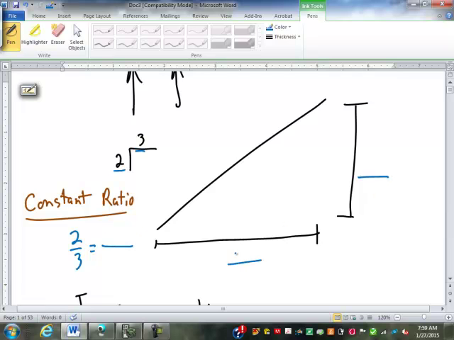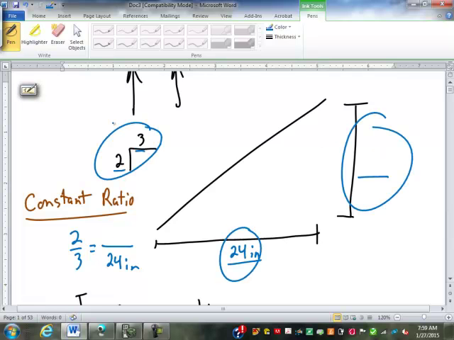So let's say that this is 24 inches. The 24 inches goes on bottom because it's going to have the same ratio. This rise to that run is going to have the same ratio as the 2 to 3 rise to run. That's why the proportion works well.